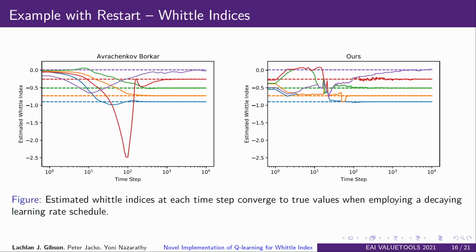Here we show both methods correctly learning the Whittle indices. Dashed lines represent the true Whittle index values, while the solid lines represent the estimated values by each method at each time step. On the left, you can see that the estimates in Avrachenkov and Borkhar's method exhibit some oscillation. We believe this is caused by error introduced by incorrect Whittle estimate values in the Q-value updates. Our method is more noisy, which is probably a result of estimating the Whittle indices from the ratio of differences in the Q and H values.